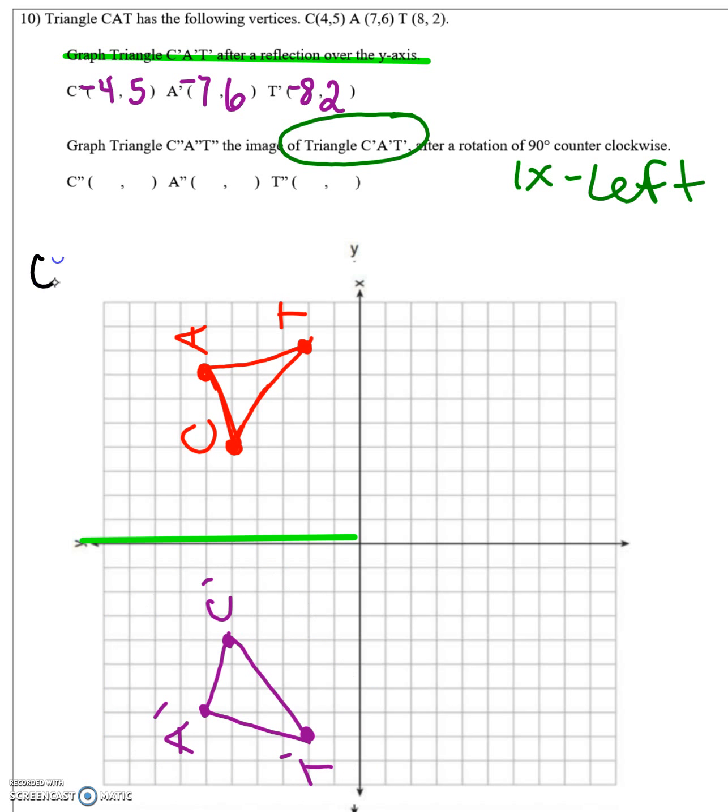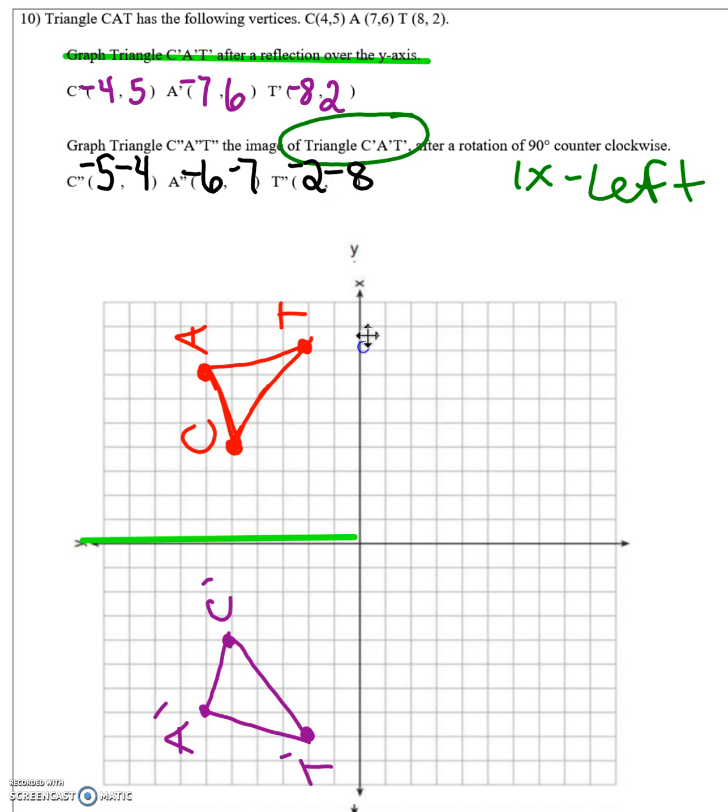So C double prime would be at 1, 2, 3, 4, 5, -5, and then down -4. For A prime, double prime, we're looking at A prime. So I'm going over 1, 2, 3, 4, 5, 6, 7. Just kidding, 6. I'm going down 6, then down 7. And then lastly, for T prime, I'm going to do the same thing. I'm going to the left 2, so -2. And my y coordinate is going to be down 8, so -8.